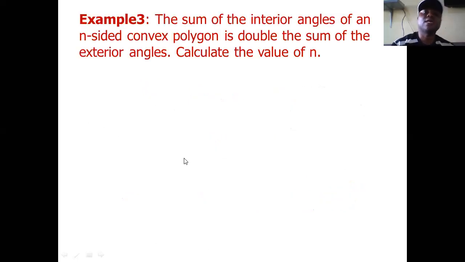Okay, let's look at problem 3. Sorry, you can correct the problem. The sum of the interior angles of an n-sided convex polygon is double the sum of the exterior angles. Calculate the value of n.